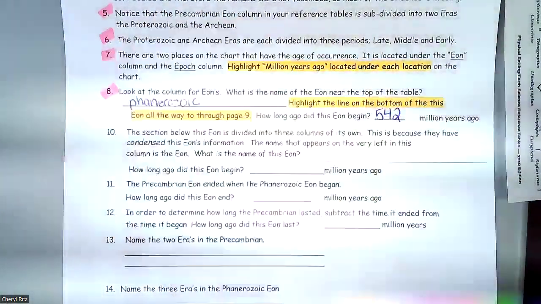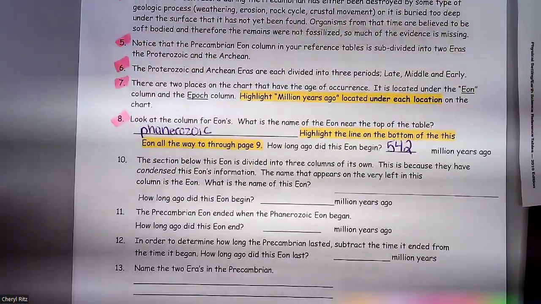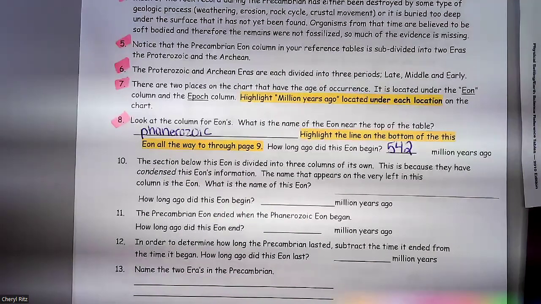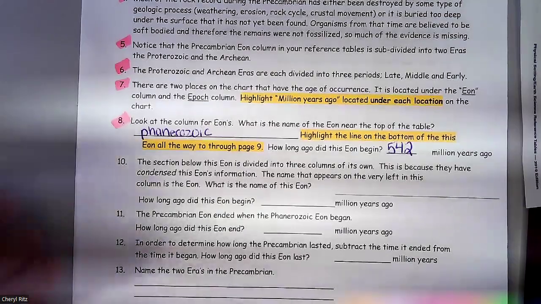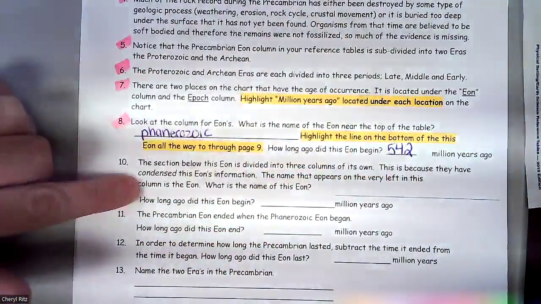Wait, I'm confused on them. Number 10. Oh, especially since there's no number 9. Number 10, the section below this eon is divided into 3 columns of its own. This is because they have condensed the eon's information. What is the name that appears to the very left of this column? The name that appears on the very left in this column is an eon. What is the name of the eon?